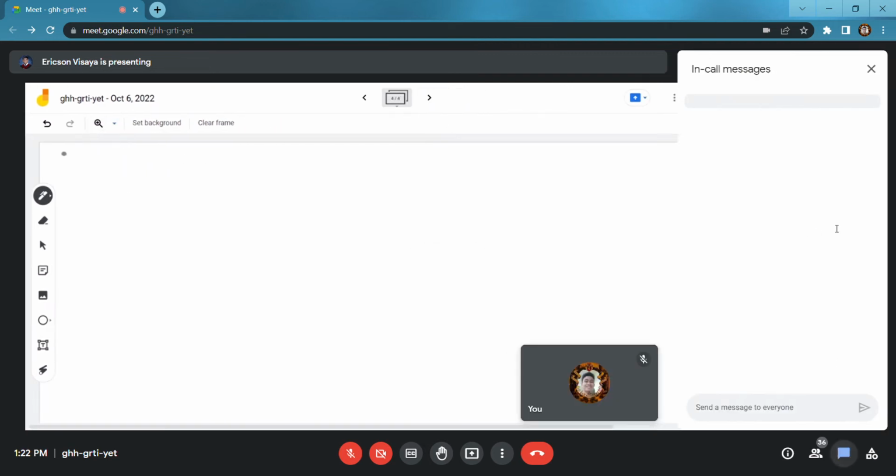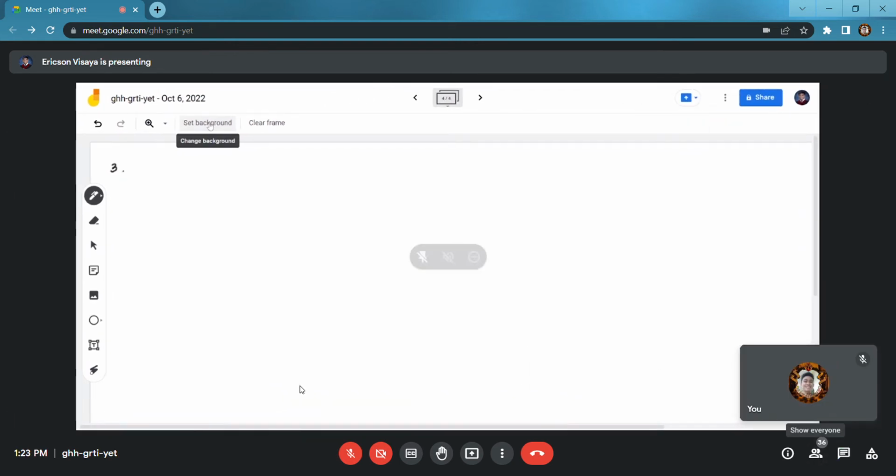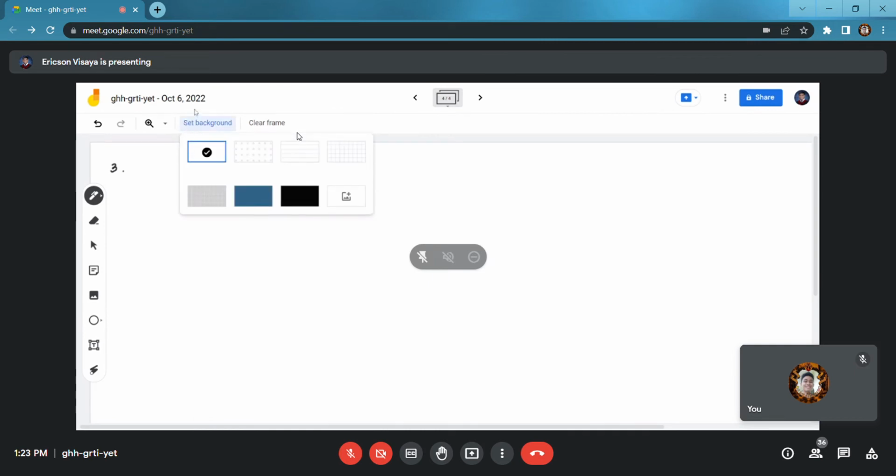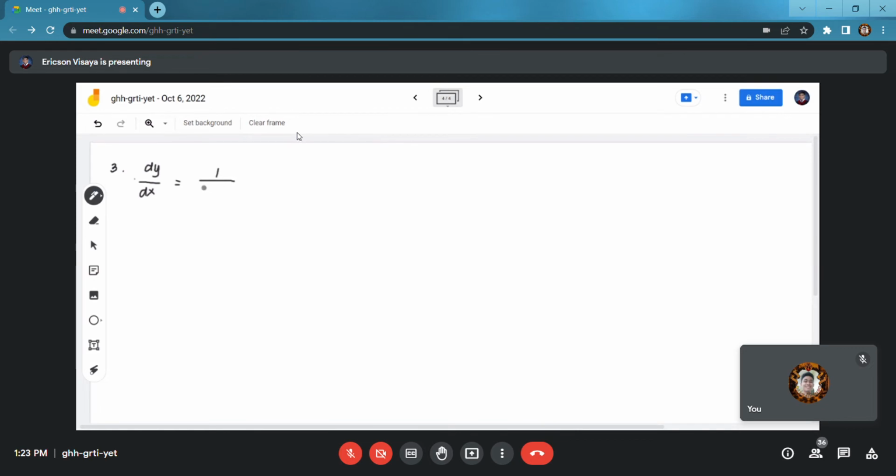What if the given is number 3: dy over dx is equal to 1 over x plus y. Do we consider this an LDE? Can the variables be separated? This is still an LDE.